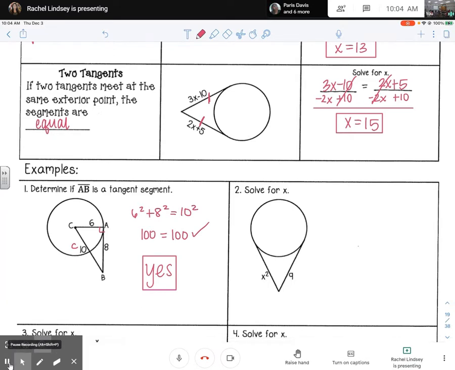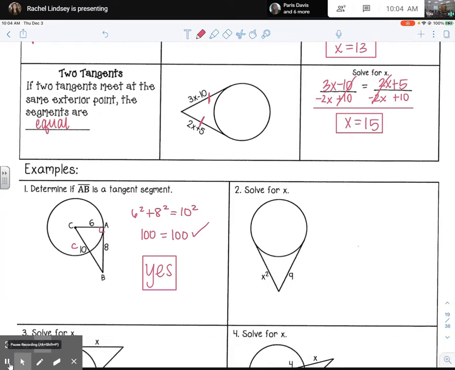So when you have two tangents outside that meet at one point, that means that they are equal. So x squared equals 9. Take the square root of both sides. What does x equal? 3.